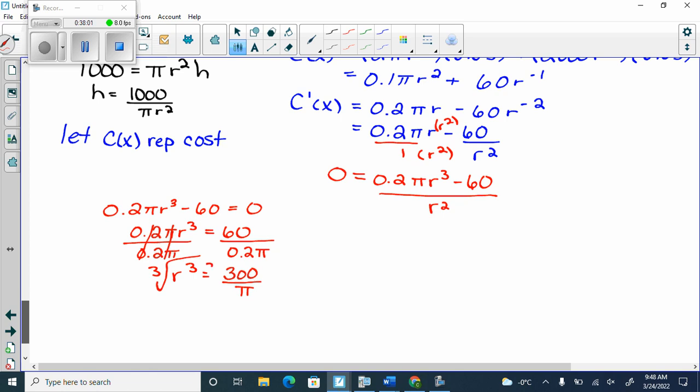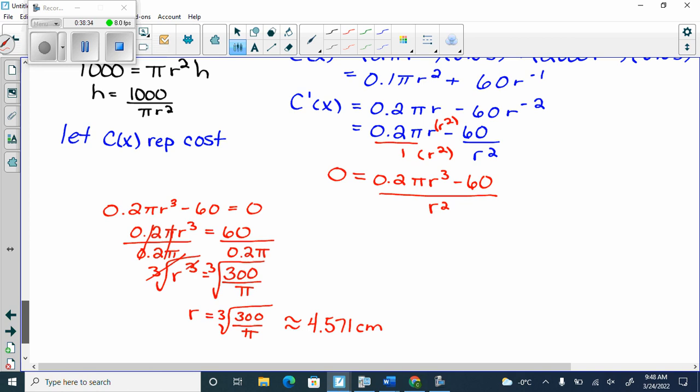When you cube root, you don't get a plus or minus. You get what it is, because you can cube root a negative, you can cube root a positive. If it's a positive, it comes out positive. If it's negative, it comes out negative. So we get the cube root of 300 over pi, which is approximately, and I'll put an approximate sign, 4.571 centimeters. They want the dimensions that will minimize the company's cost.